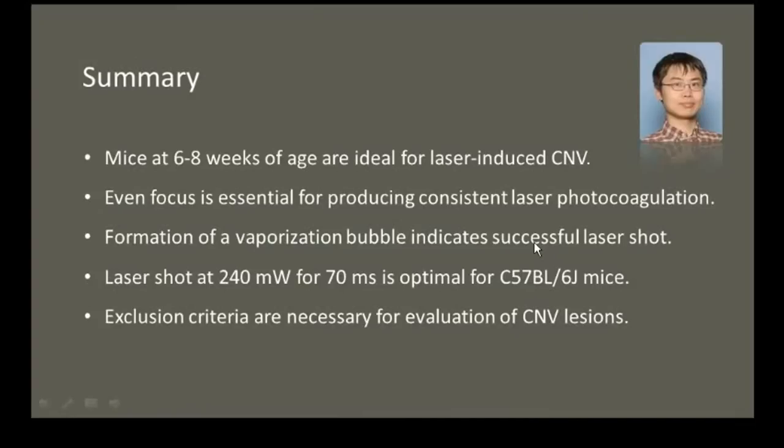The take-home messages for today's webinar are the following. Mice at 6 to 8 weeks of age are ideal for the laser-induced CNV model. Even focus is essential for producing consistent laser photocoagulation. Formation of a vaporization bubble indicates a successful laser shot. Laser shot at 240 milliwatts for 70 milliseconds is optimal for C57BL/6J mice. Exclusion criteria are necessary for evaluation of CNV lesions.